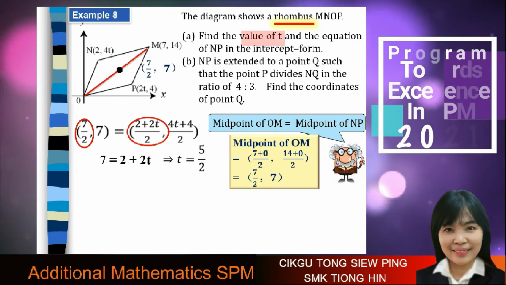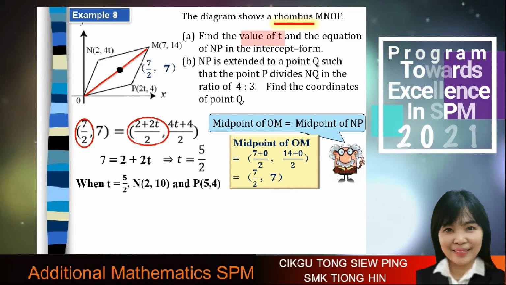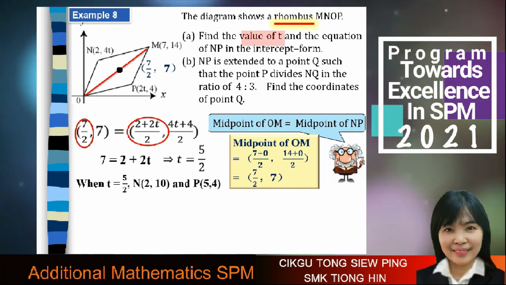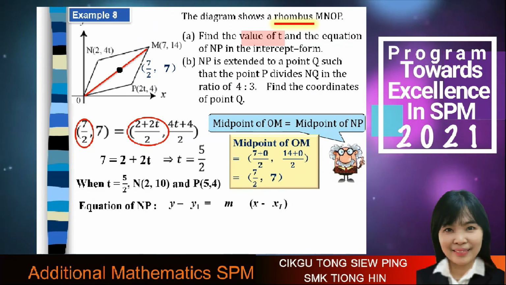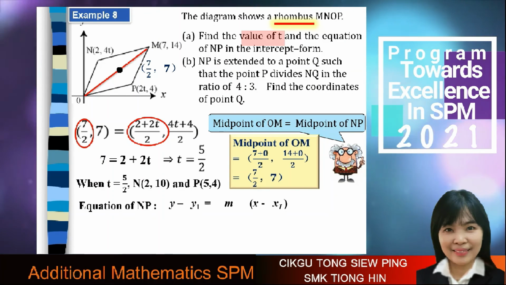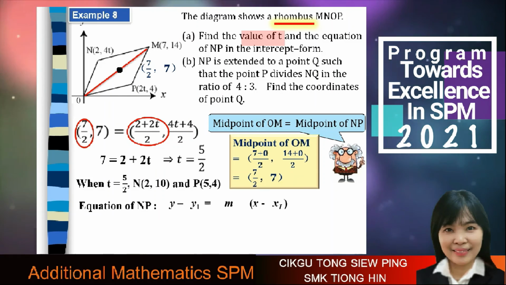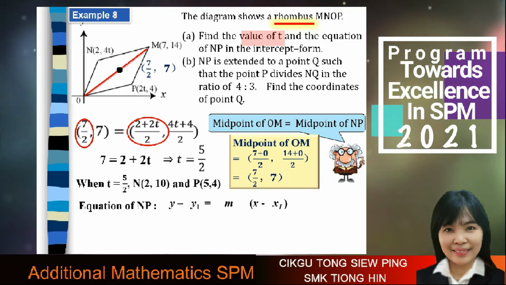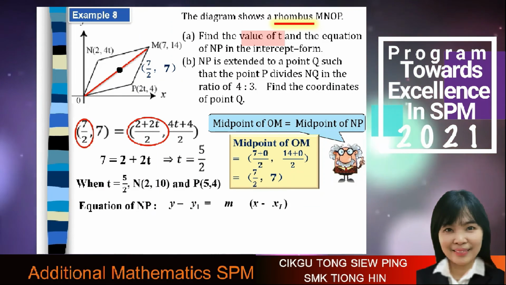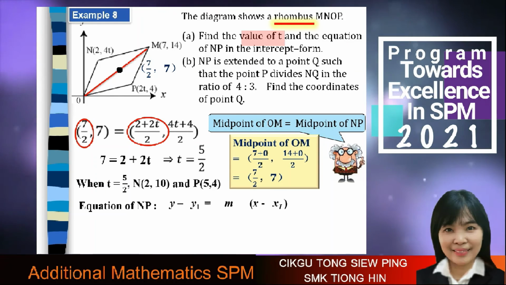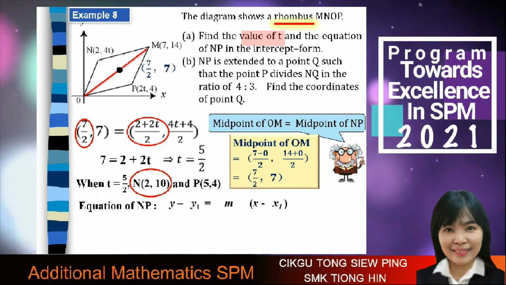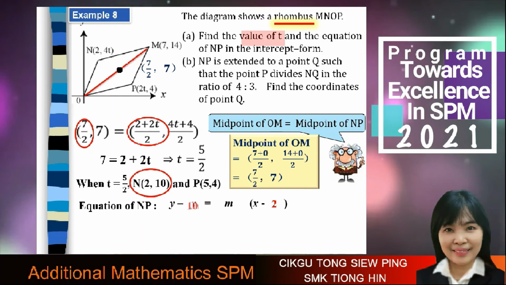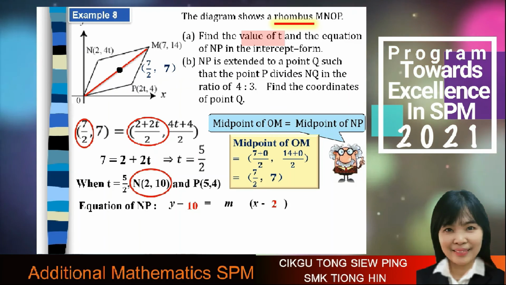Let us continue. From the previous slide, when t equals 5 over 2, we get the N coordinate and P coordinate. With this information, we can form the equation of NP by using y minus y1 equals m bracket x minus x1. There are 2 points, N and P, so we can choose either one. In this example, I will choose point N. I substitute x equal to 2 and y equal to 10 into this equation.